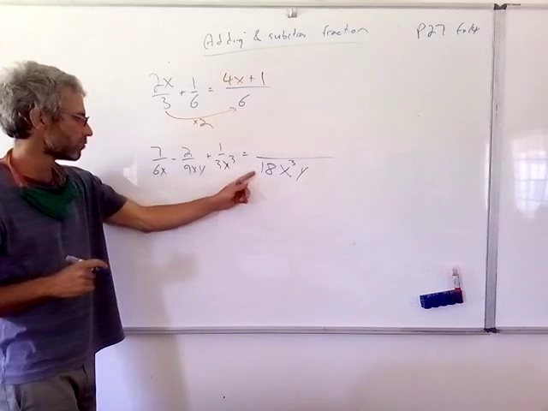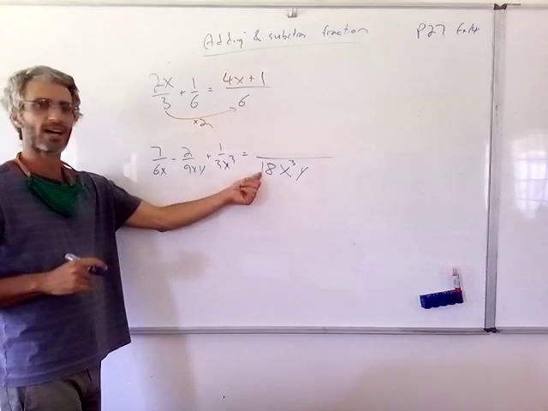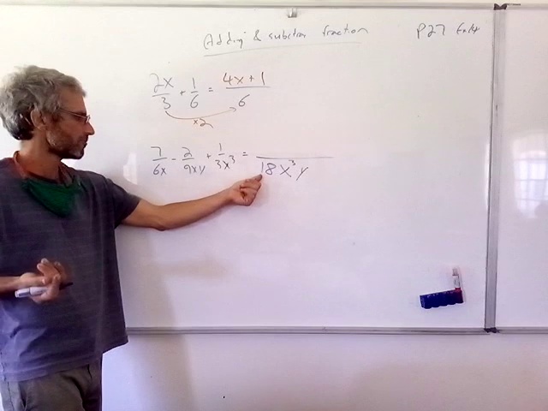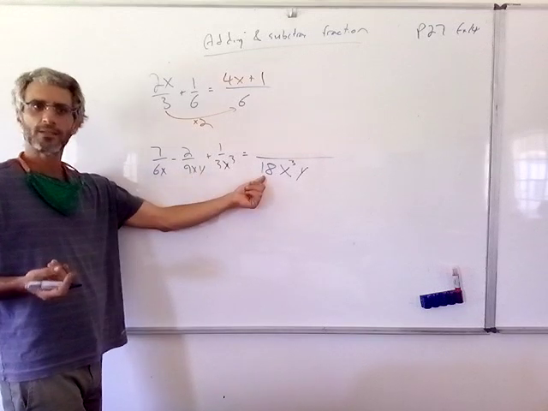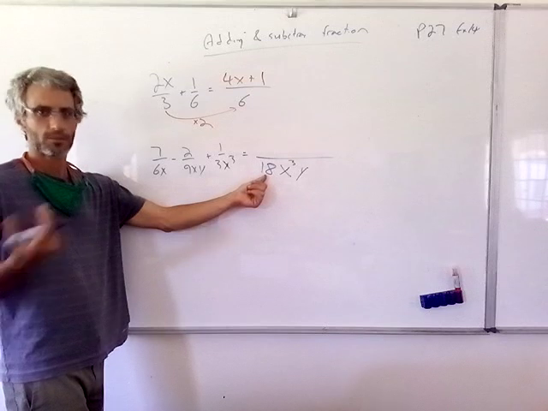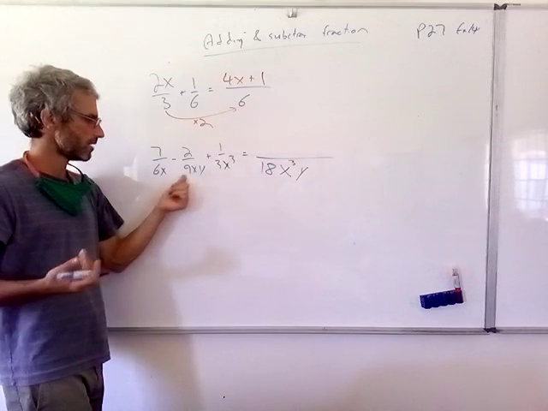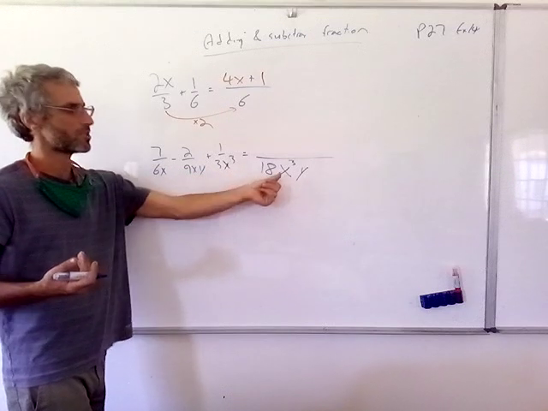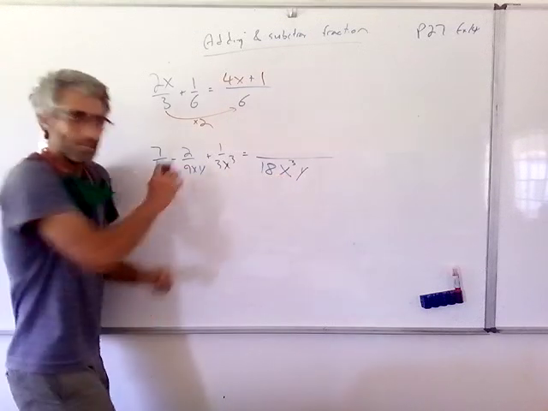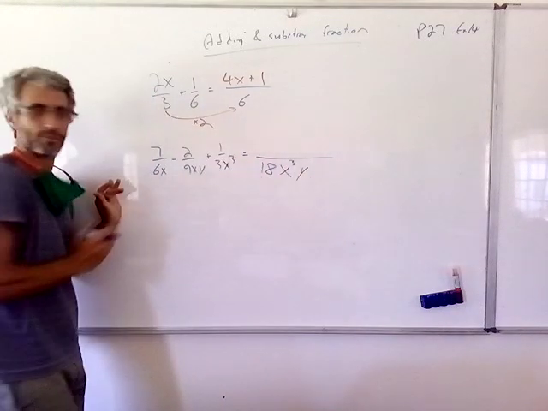I have 6. How is 6 hiding here? 6 times 3, I have 9 here. 9 times 2, I've got 18. 3 times 6, I've got x cubed. x is inside x cubed, and I've got y. So the common denominator needs to include all of them.